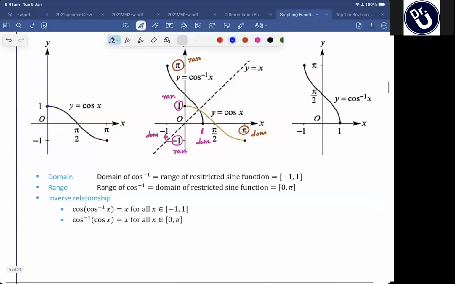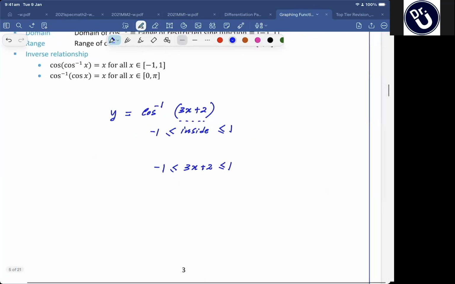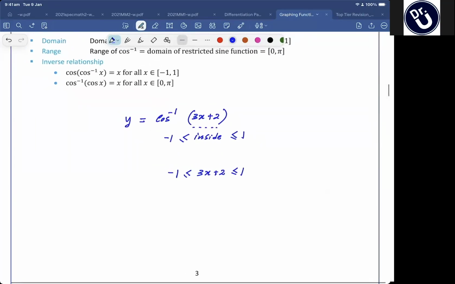Now when you have y is equal to cos inverse of 3x plus 2, something like this, right? The question is about this part, which is inside. We understand inside is having this, right? So you always go to this inequality. Okay, that's what we do. Okay, good.